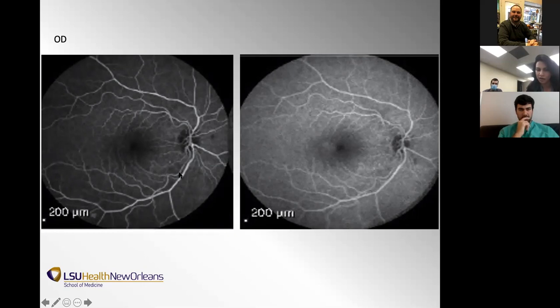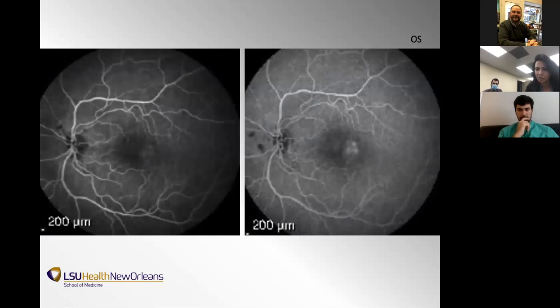What phase are you in on the left side, and what phase are you in on the right side? So the left side is probably maybe AV phase, and the other one is recirculation. Good, excellent. And so what you're noticing here, good job, is possibly just an area of hyperfluorescence temporal to the foveal center right here.